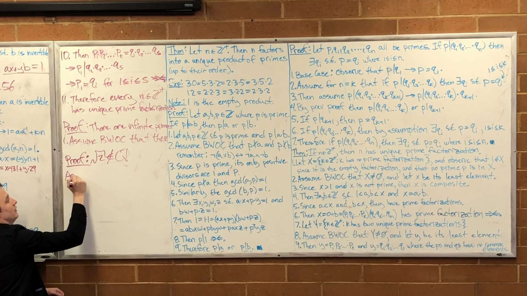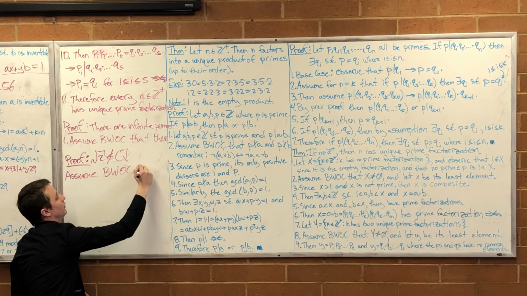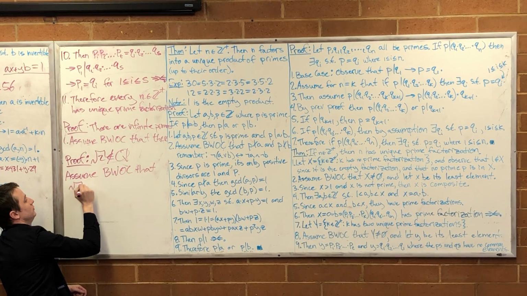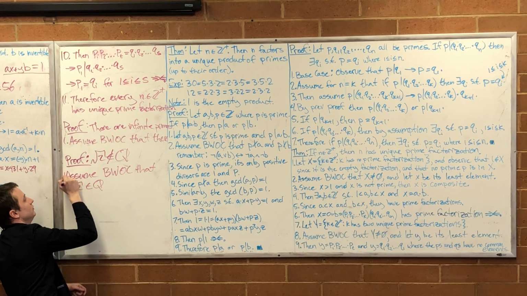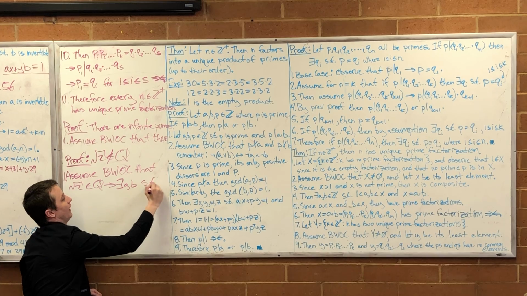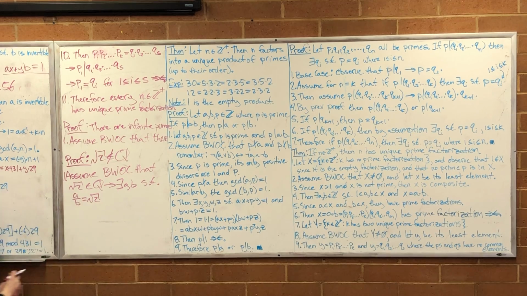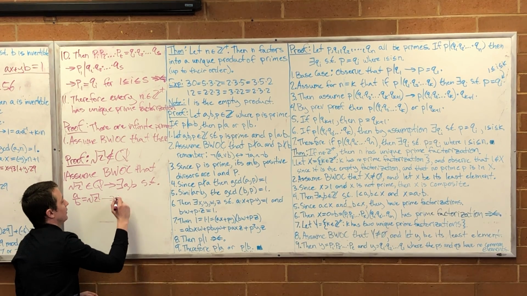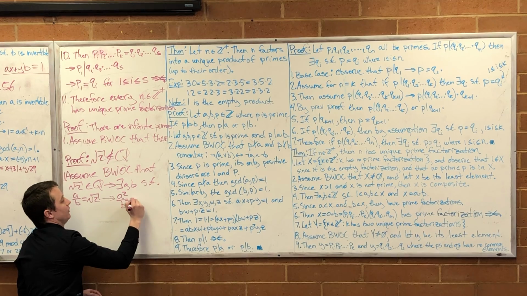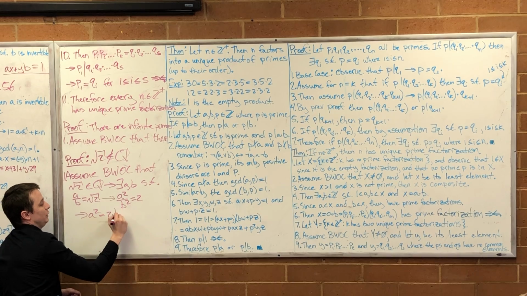Assume by way of contradiction that the square root of 2 is in Q. What does that mean? That means there exist a, b such that a over b is equal to the square root of 2. That's what it means for the square root of 2 to be rational. It can be expressed as a quotient of integers. Square both sides, and that gives me that a squared over b squared is equal to 2. Or in other words, a squared is equal to 2 times b squared.